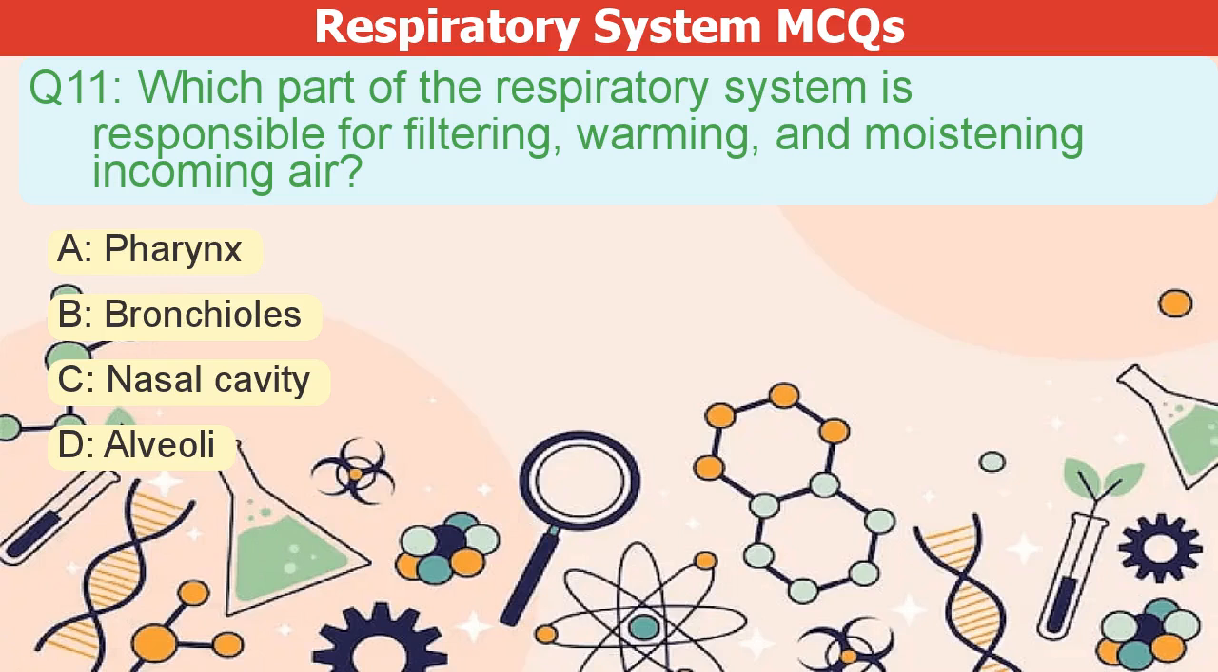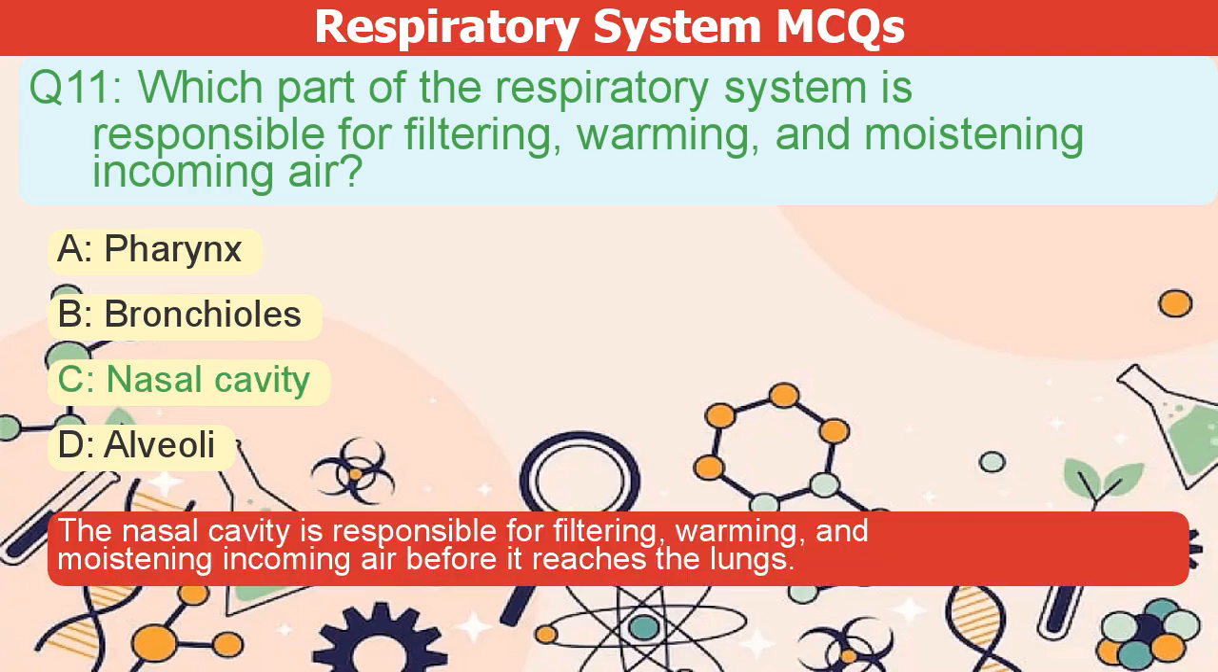Which part of the respiratory system is responsible for filtering, warming, and moistening incoming air? A. Pharynx. B. Bronchiole. C. Nasal cavity. D. Alveoli. The correct answer is C. The nasal cavity is responsible for filtering, warming, and moistening incoming air before it reaches the lungs.